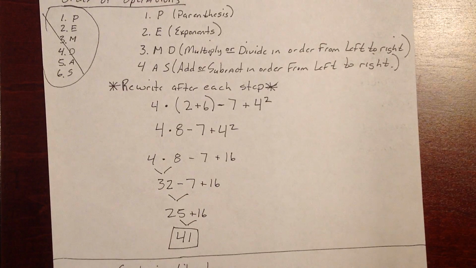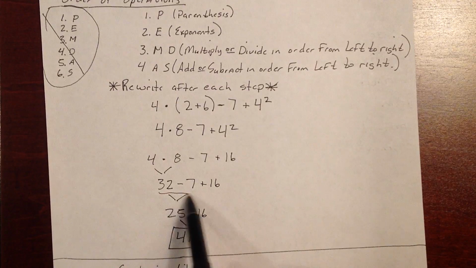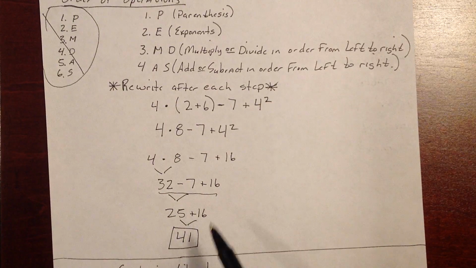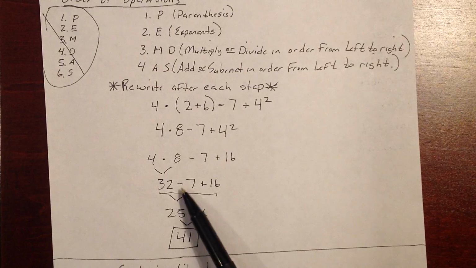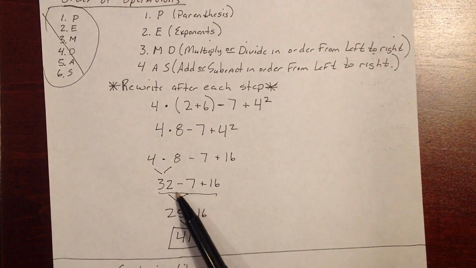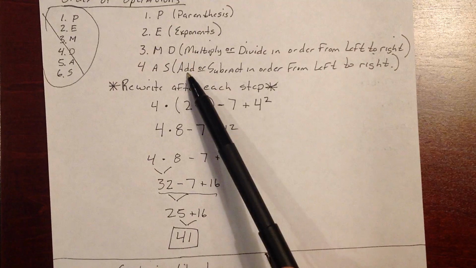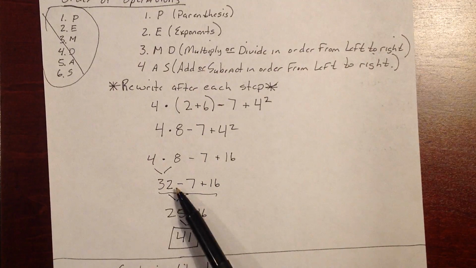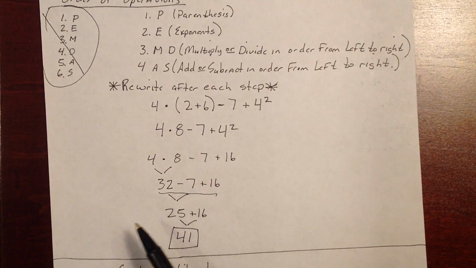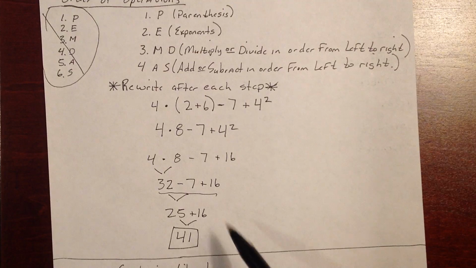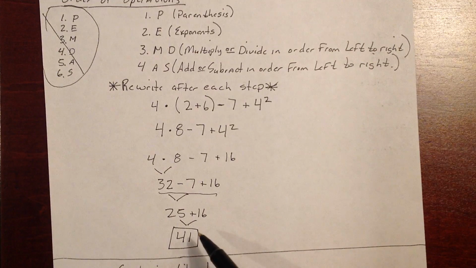Now we're left with this. You might have been taught earlier that you always do addition before subtraction, but since subtraction is part of the same step, which is step 4, you're going to do it first because it comes first in the expression. 32 minus 7 is 25 plus 16. And again, rewrite it every time. And then, of course, 25 plus 16 is 41.